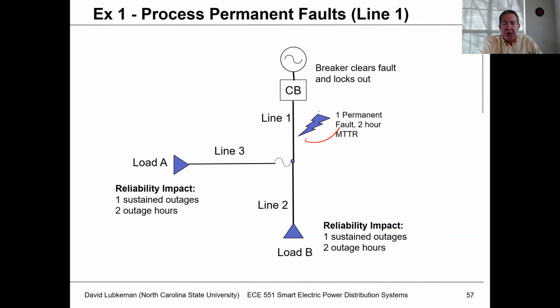Now, with a permanent fault, the circuit breaker is going to operate. It'll try to reclose, but the reclosing will be unsuccessful because the fault's permanent. So eventually the circuit breaker is going to lock out open, right? And once that circuit breaker locks out, all the customers see a sustained interruption. In this particular case, we said the mean time to repair was just 2 hours. It might be a short period of time, but that's what we're assuming. So A and B are both going to see a sustained interruption, and that's 2 outage hours on the clock.